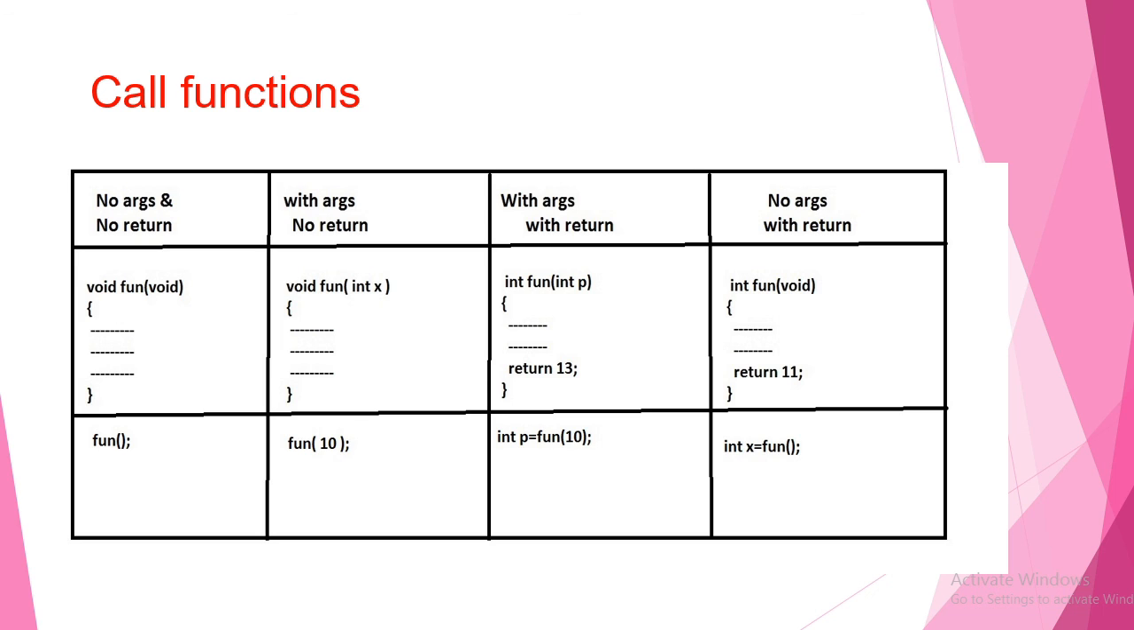Then next is no arguments with return values. We will call it as integer x is equal to fun, and in the bracket nothing is there, meaning we are not giving any argument. We are directly passing integer x is equal to fun, meaning 11 will be saved in x.